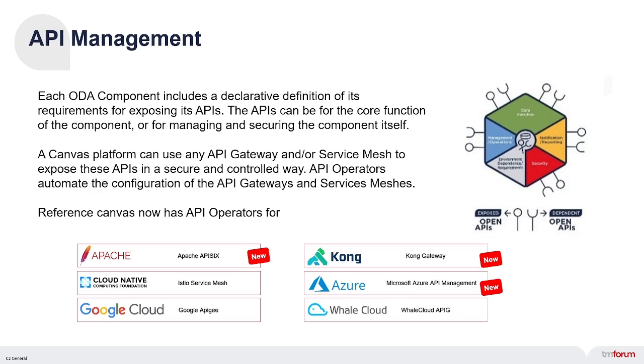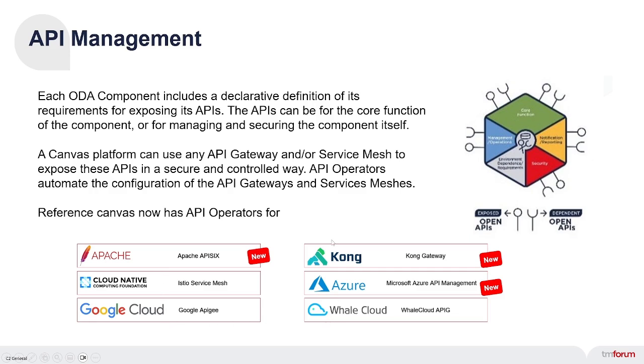So you can think about this API operator a bit like a human operator who could take a requirements document from a component and then go and manually configure an API gateway. We're adopting a pattern of actually having software operators. So these are bits of software that run as part of the Canvas. When you deploy a component, they will look at the requirements for, in this case, API management, and then they will go and automatically configure whichever API gateway you've chosen to use in your Canvas implementation.